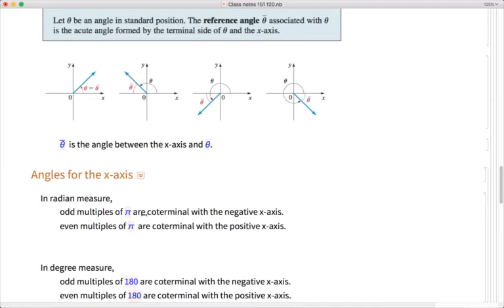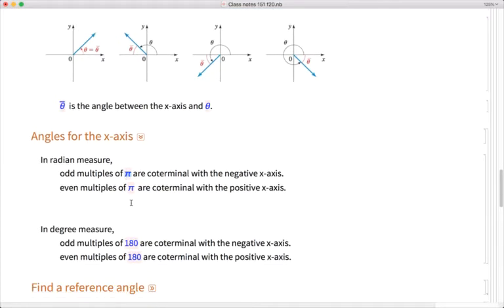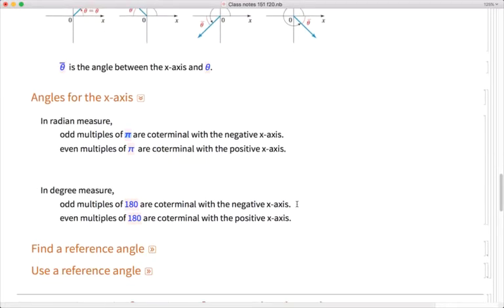Okay, so we're going to talk about computing reference angles, but to do that we have to be sure we know what angles correspond to the x-axis. We're trying to measure angles between the x-axis and something. So in radian measure, odd multiples of pi, 3 pi, minus 5 pi, those are all coterminal with the negative x-axis. And the even multiples of pi, 2 pi, 0 pi, minus 6 pi, those are all coterminal with the positive x-axis.